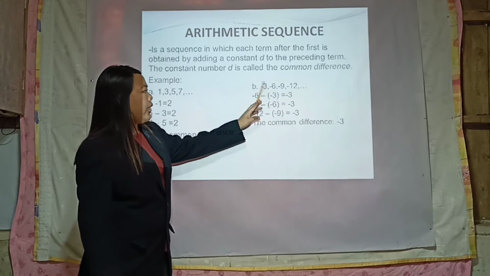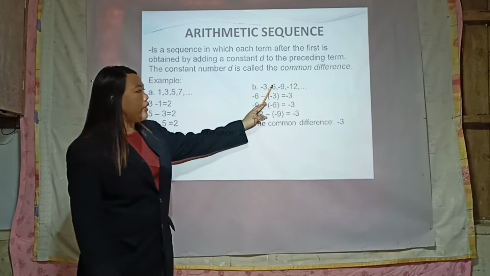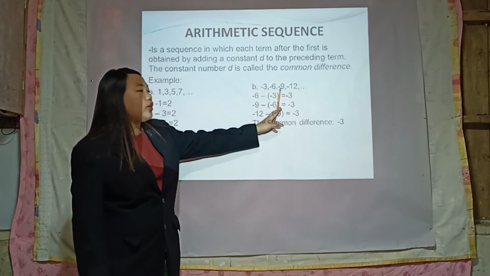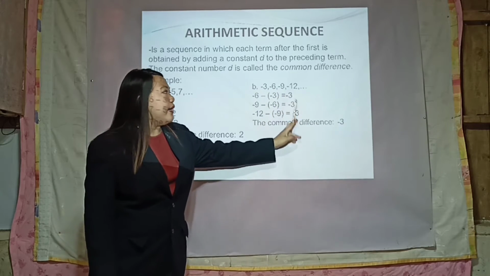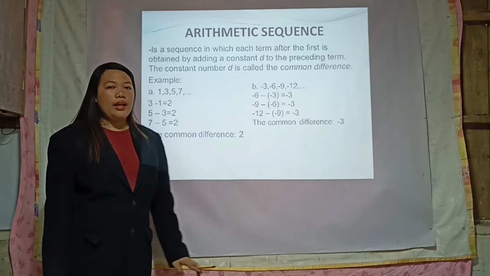So let's check. Negative 3 plus negative 3 is equal to negative 6. And negative 6 plus negative 3 is equal to negative 9. And negative 9 plus negative 3 is equal to negative 12.